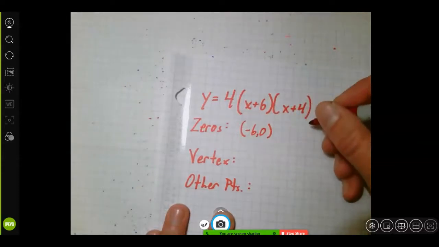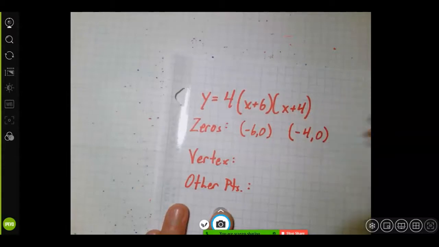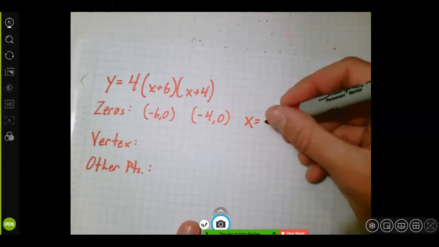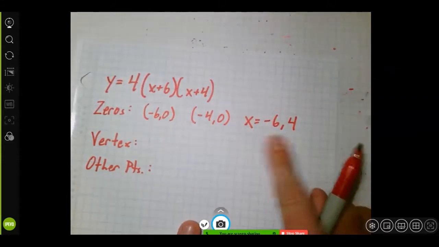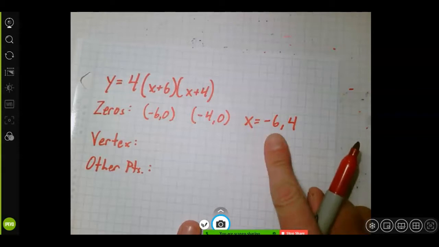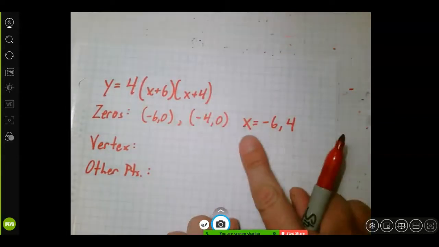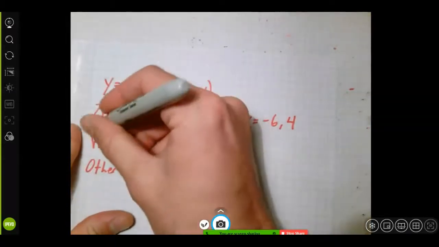And negative what? Negative 4. So if you guys want, you're allowed to just say x is negative 6, comma, negative 4. This is not a point. It's a list. So you could write the points, or you could write x as negative 6, negative 4, because we know that y is 0, because we called it the zeros.